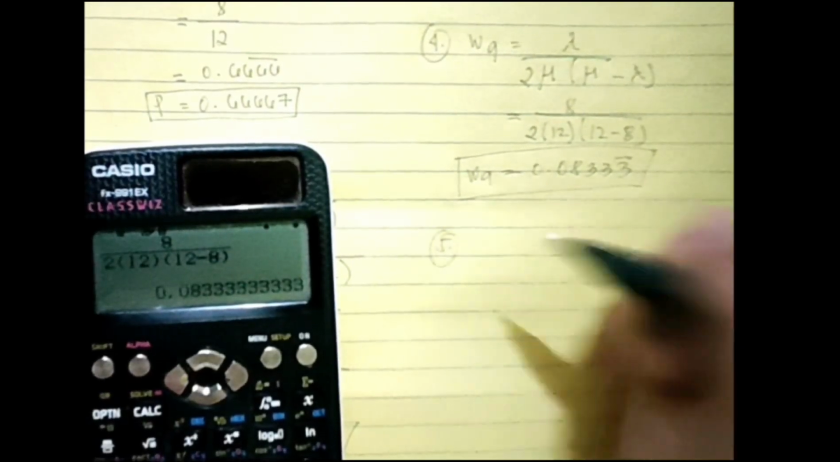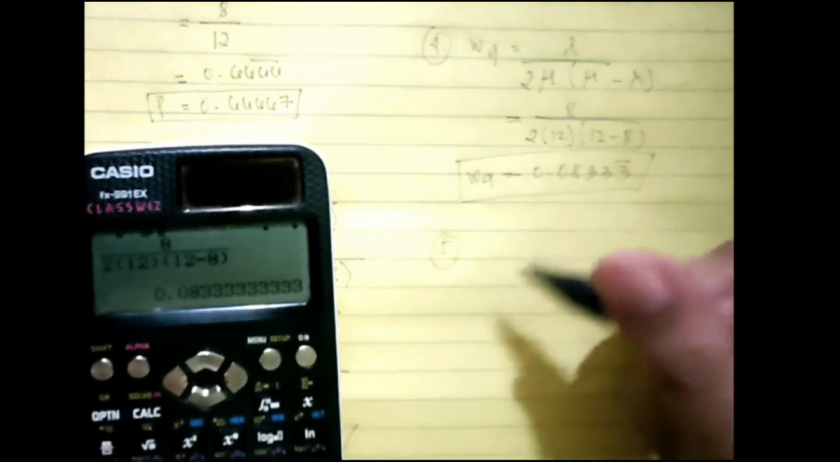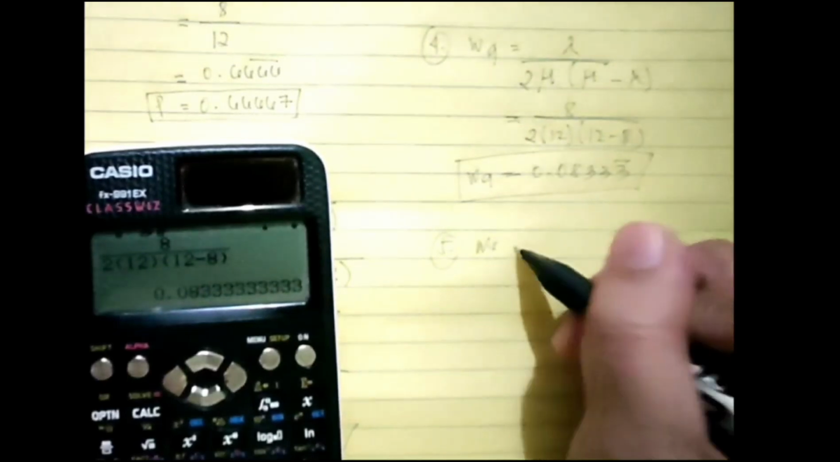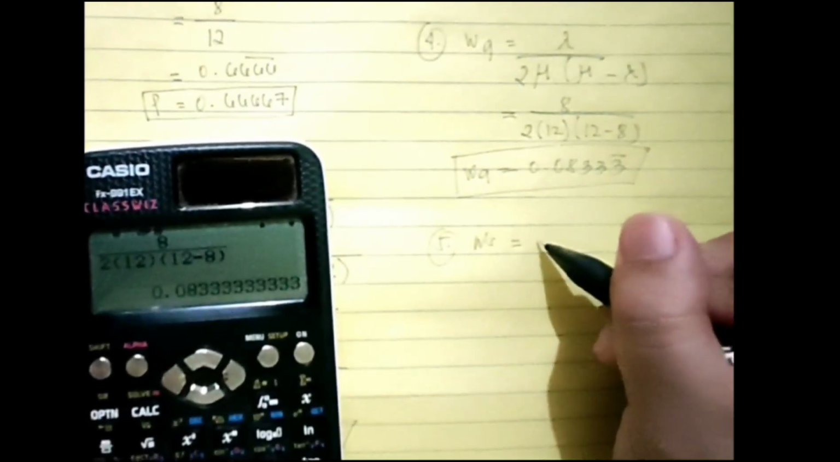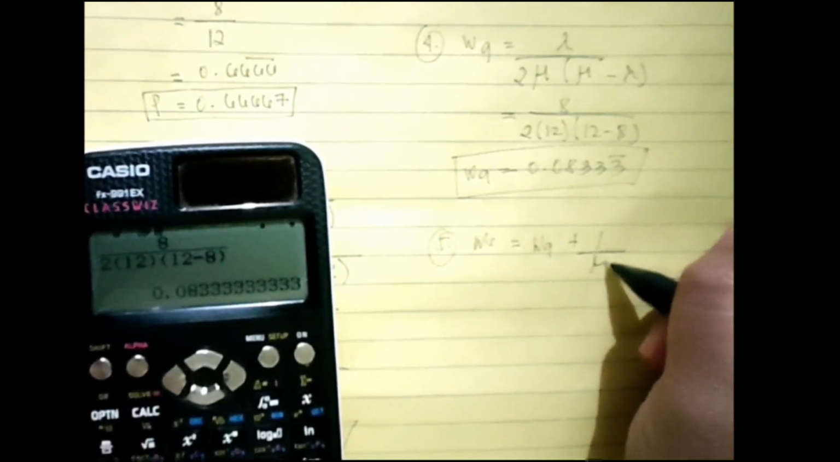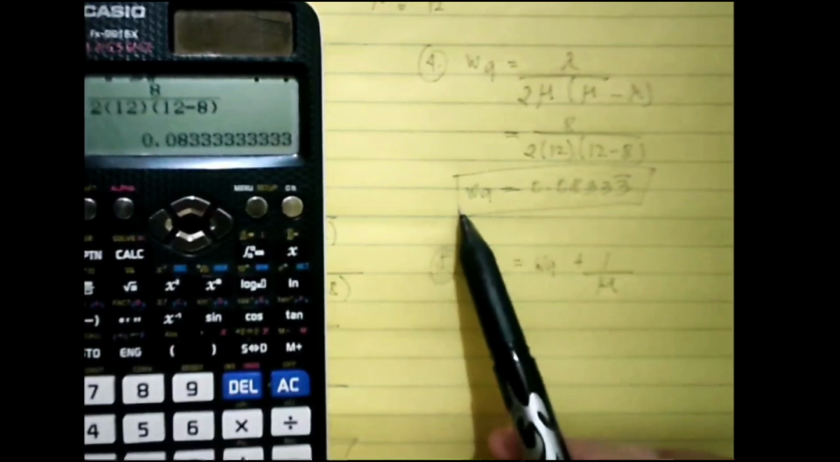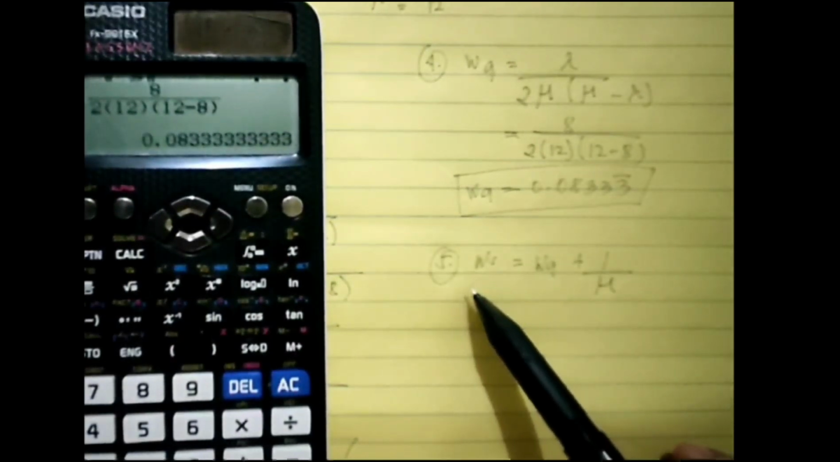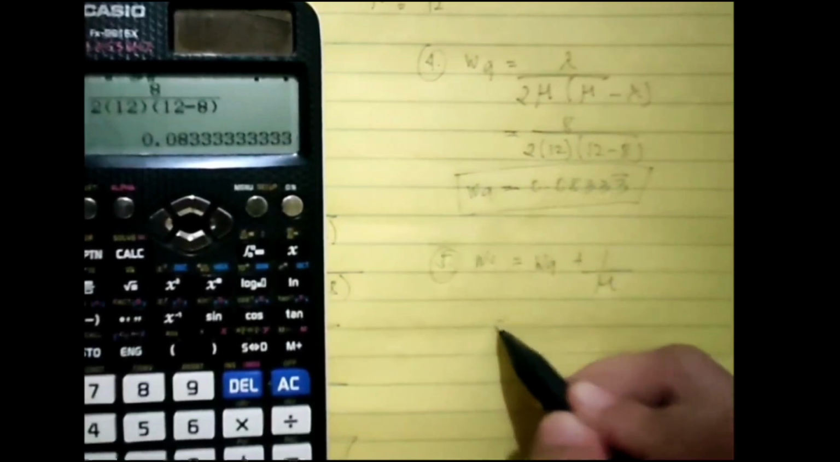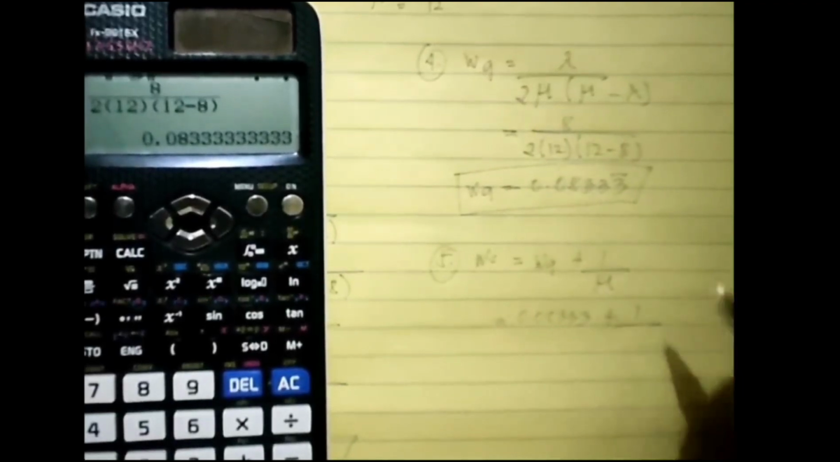Bali, for number 5 or 5th formula na susundin natin is ang average time in the system, WS. So, anong formula for WS? WS is equal to WQ plus 1 divided by service rate. So, yung 1 dito, constant na siya. So, again, let me remind you na without answering this WQ, we will not come up with the answer WS. So, i-perform natin yung operation. 0.08333 plus 1 divided by 12.